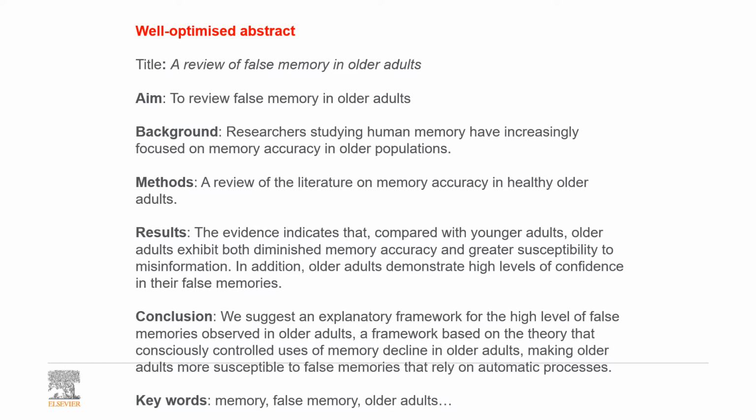And the keywords are memory, false memory, and older adults. Of course, you can have more. And here in red, we see the relationship between the different aspects of the title and the abstract and the keywords, and there are 18 terms in common. And again, this makes it more searchable on search engines and on Google, for example.